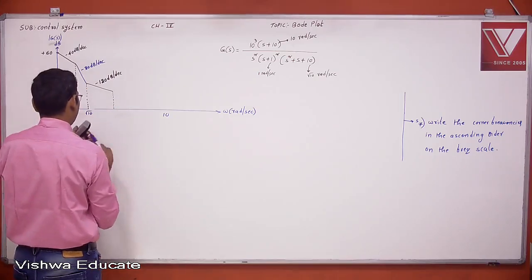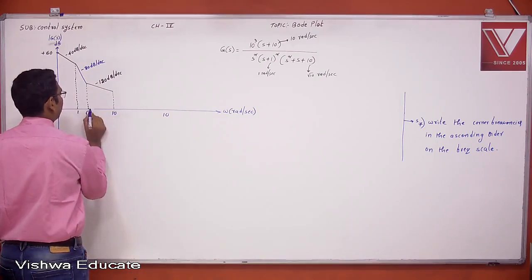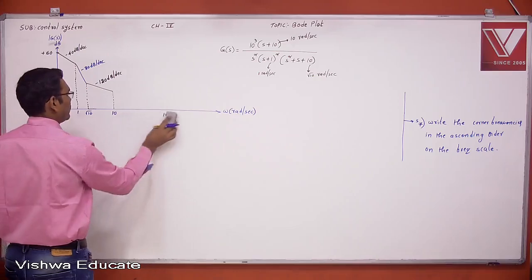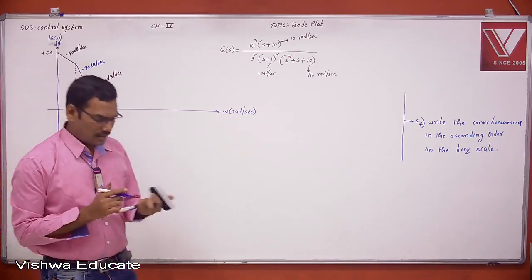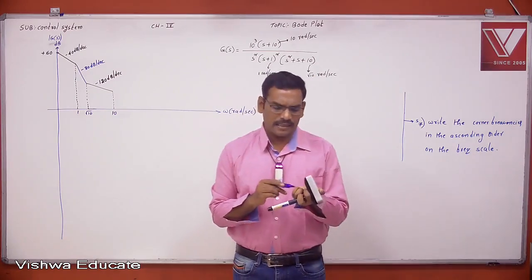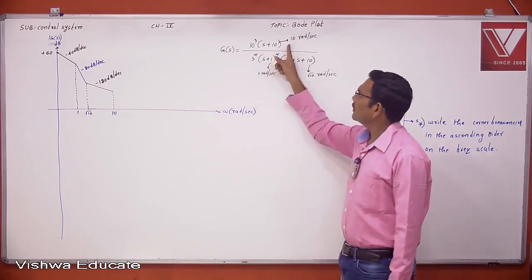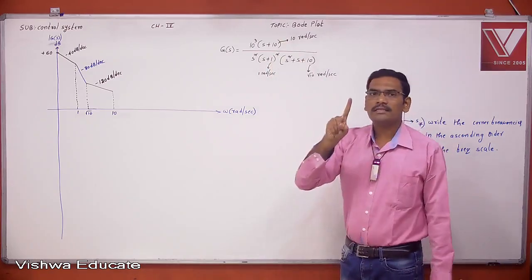What is the next corner frequency? The next corner frequency is 10 radians per second. Again, go by the same procedure. Go to 10 radians per second. Now, at 10 radians per second, one simple pole.